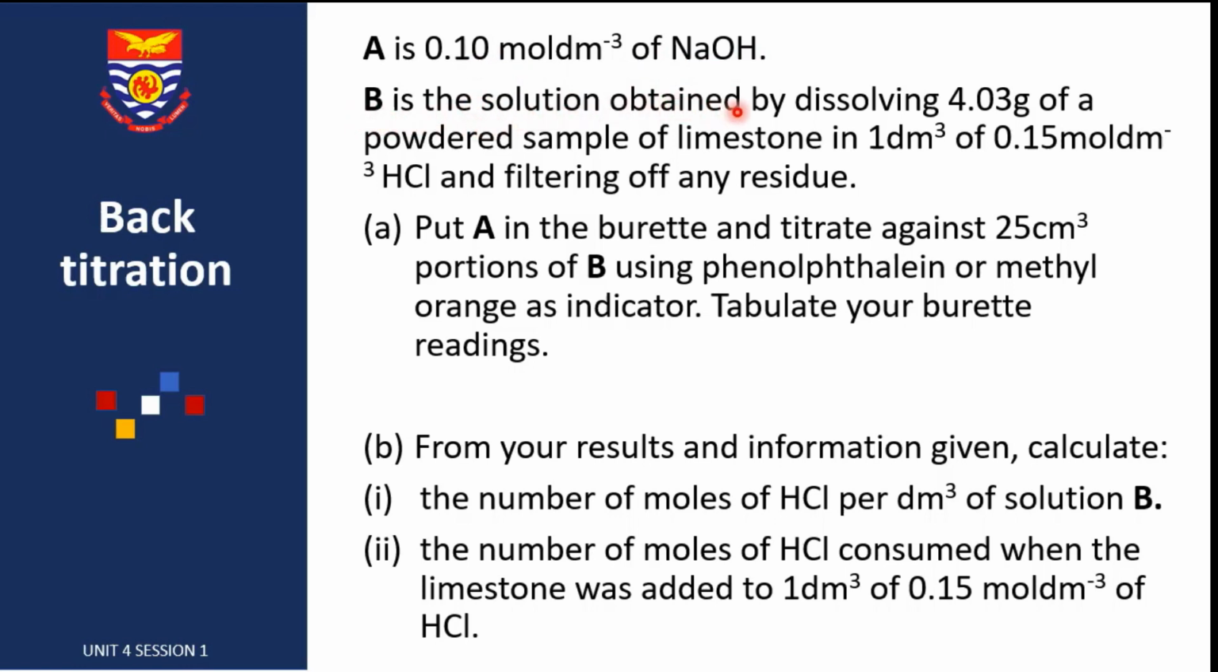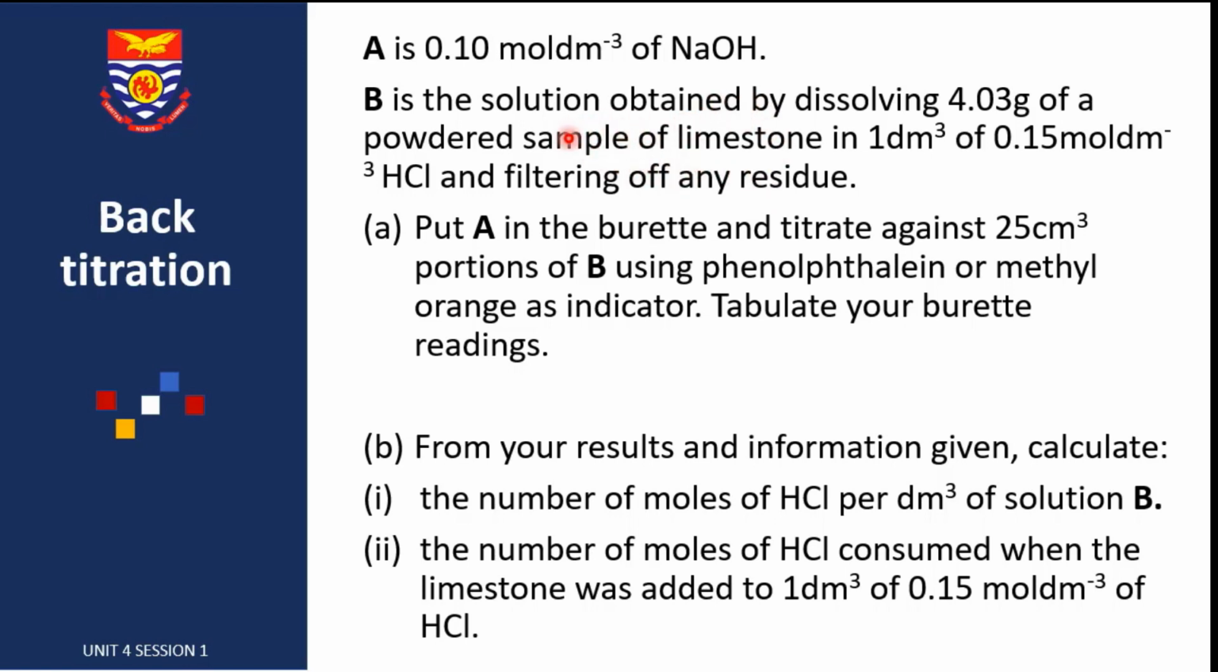B is the solution obtained by dissolving 4.03 grams of powdered sample of limestone in 1 dm cube of 0.15 molar HCl and filtering off any residue. Before we proceed, for the sake of comprehension, let's analyze solution B very well.